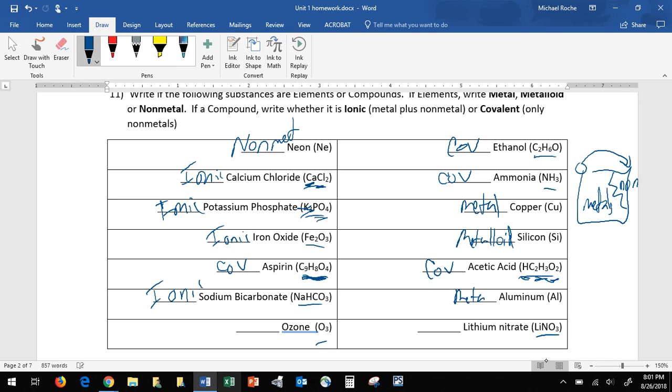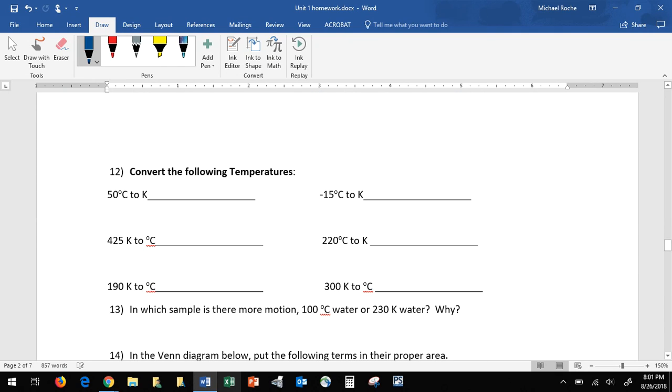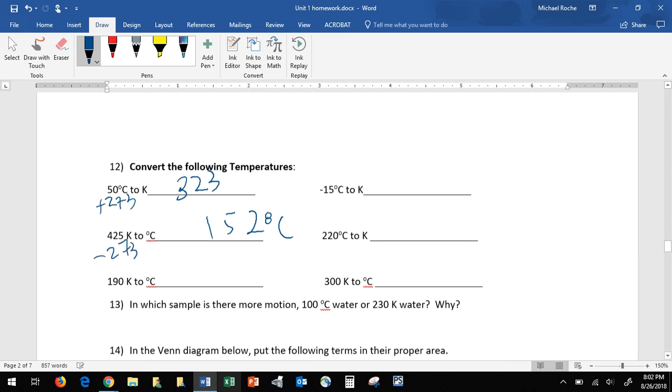Aluminum is a metal. Ozone is a compound, oddly enough, because there's more than one atom there, and that is also a covalent compound because oxygen is a nonmetal. And lithium is a metal, nitrogen is a non, oxygen is a non, so that's ionic. All right, and then these you're just going to add 273 to the Celsius to get the Kelvin, so that would be 323. And if it's in Kelvin, you're going to need to subtract 273 to get the Celsius. So that one would be 152 degrees Celsius. So you should be able to do that for the rest of them.